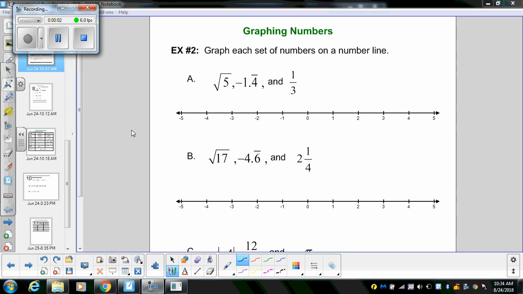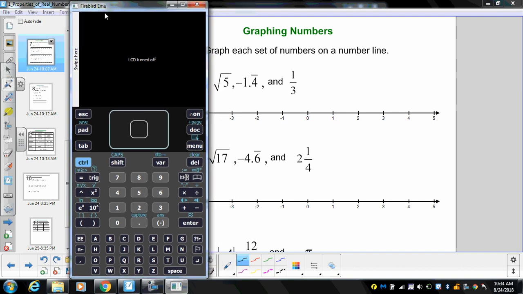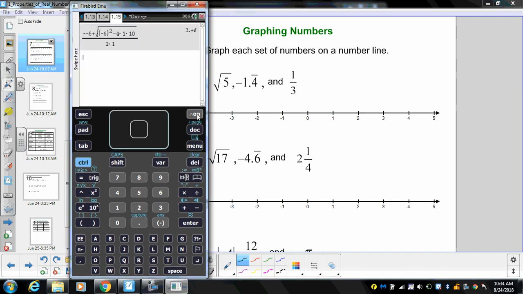All right, welcome back. We're going to continue our discussion of properties of real numbers, and we're going to look at graphing numbers. So we're going to graph each of the numbers on a number line. We're going to start off with the square root of 5. If you don't actually know what the square root of 5 is off the top of your head, we're going to go to our calculator here and turn the calculator on.